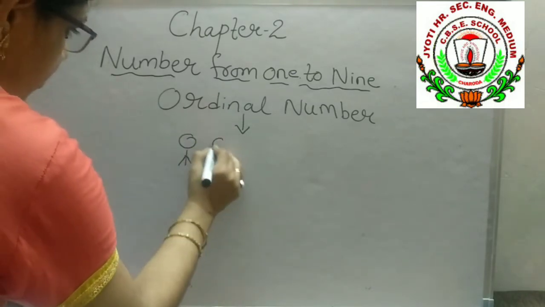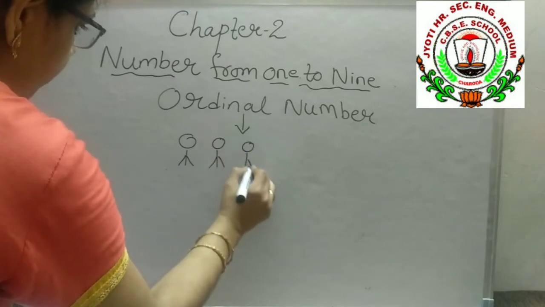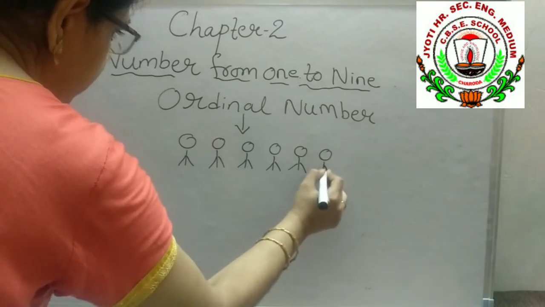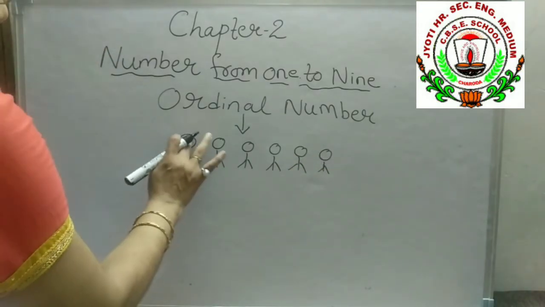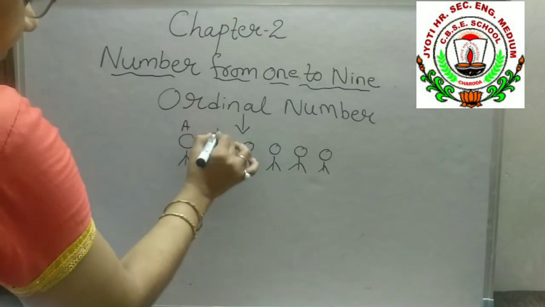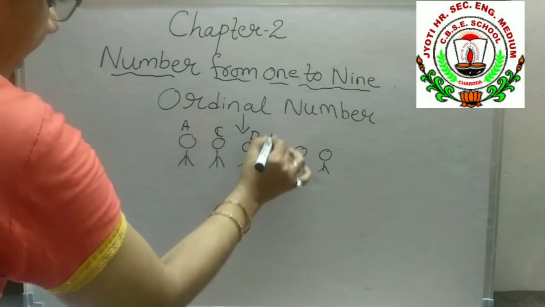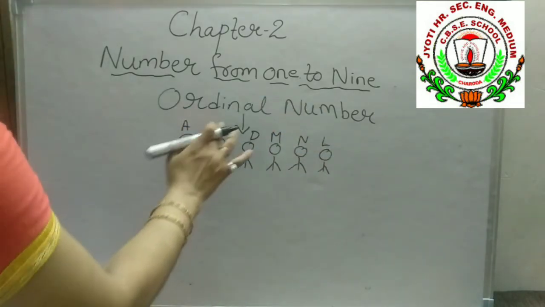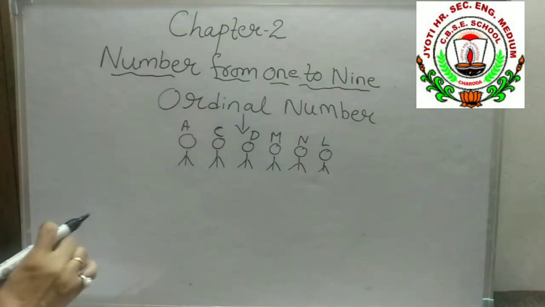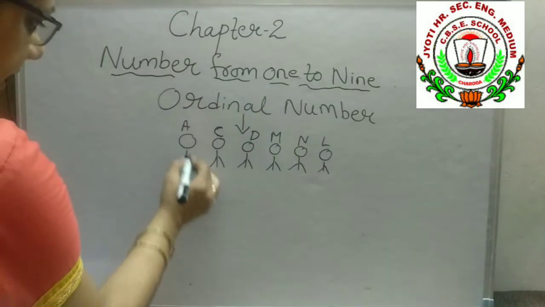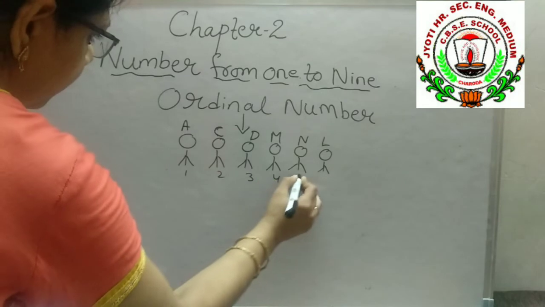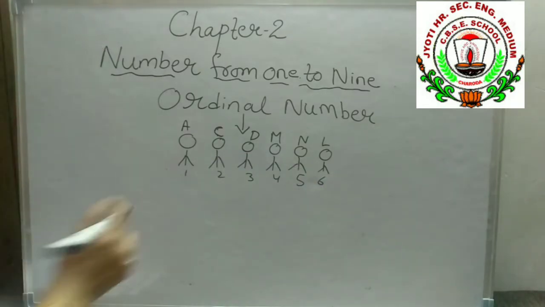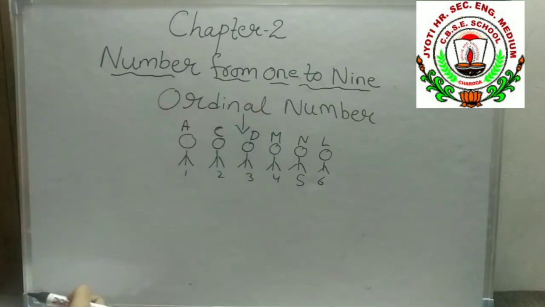For explaining this, let us take one example. Suppose you are students, you are standing in a queue in your school. I have taken these students who are standing. I am naming these students as A, C, D, M, N and L. This is 1, 2, 3, 4, 5 and 6. How many students are standing? 6.